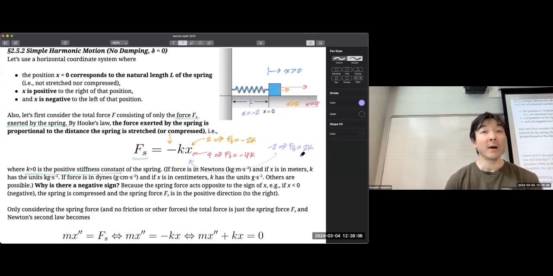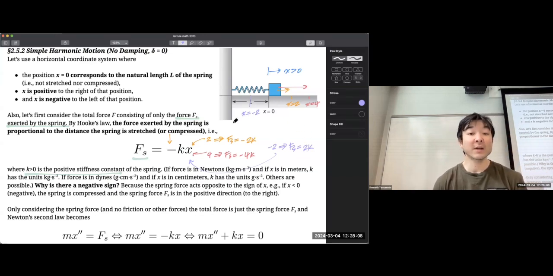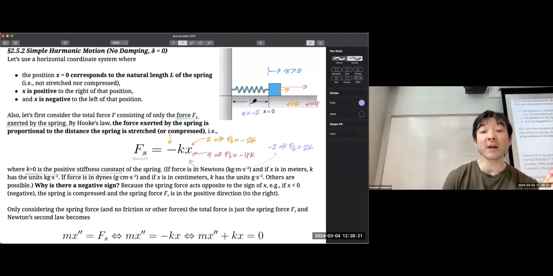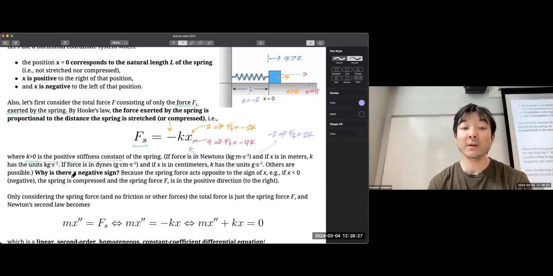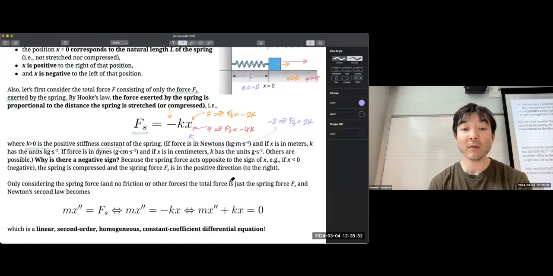2k positive, because of the negative sign in x multiplied by the negative sign in the front. This means that your spring force, if you had compressed it, will equal 2 times k in the positive direction. So it's going to push it back out to its equilibrium position. That's why there's a negative sign, because the spring force acts opposite to the sign of x.